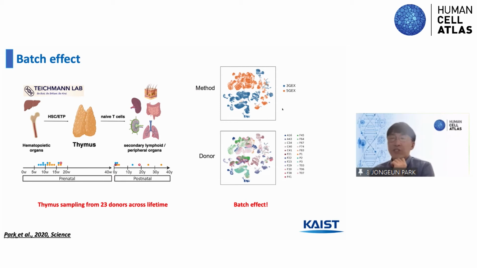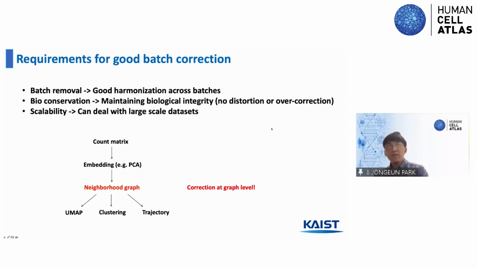And then what we noticed is instead of our data set being separated by biology, it's largely separated by batch. For example, different methods of 10x that we used, or different genotypes, because we have 23 different donors here. In general, nowadays, there are many tools that solve this problem of batch effect.